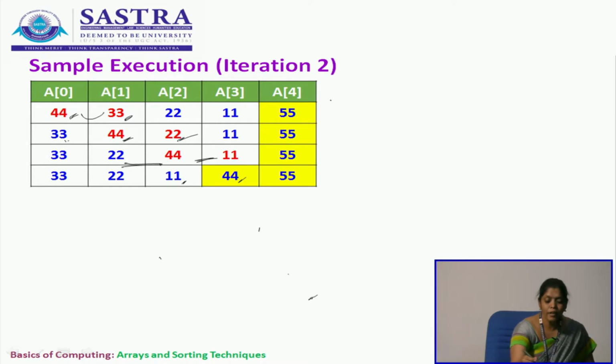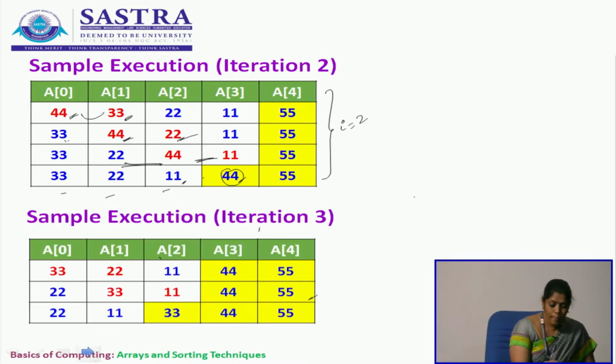So this is the end of your second iteration. Upon completion of this second iteration, the second largest number will come into its position. That means you are freezing the next larger element in your array. So earlier you froze 55, now you are freezing 44. So this is your iteration 2. For the third iteration, you will have 33, 22 and 11 as your input, with 44 and 55 already frozen.